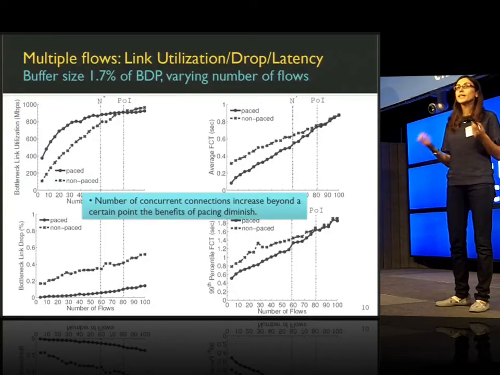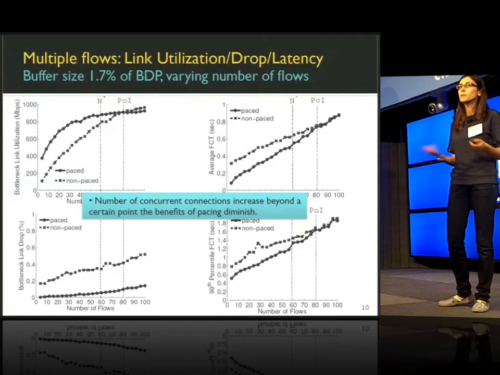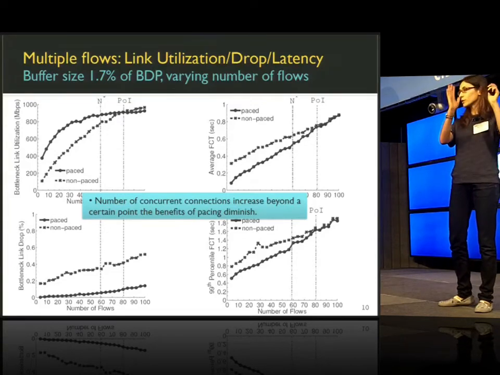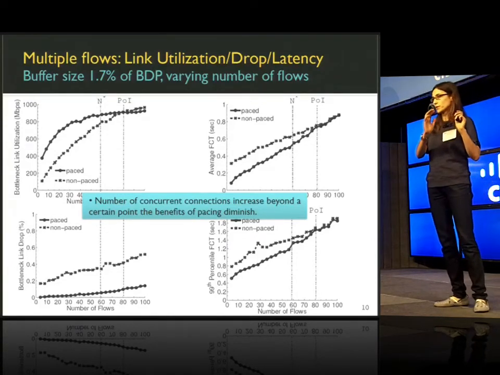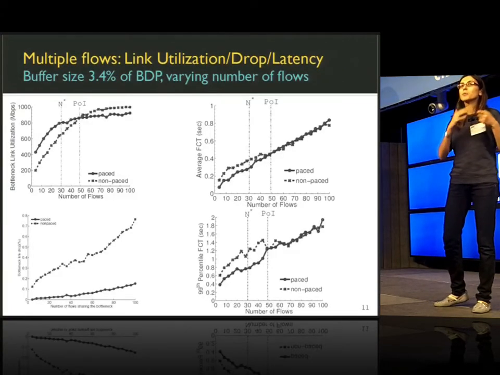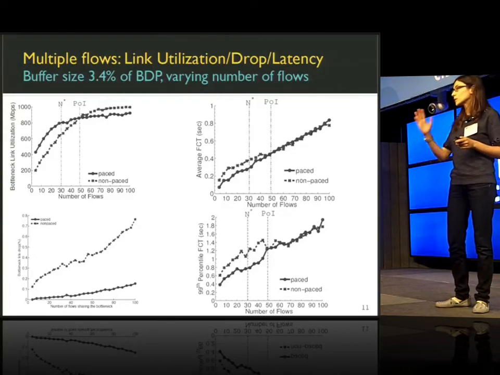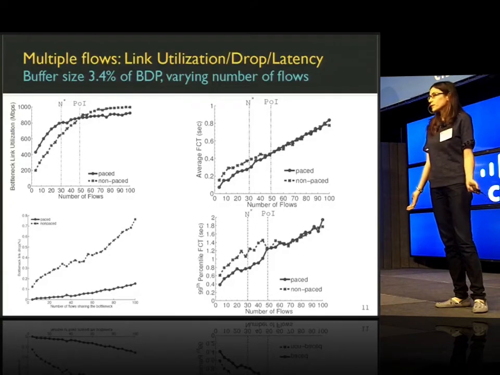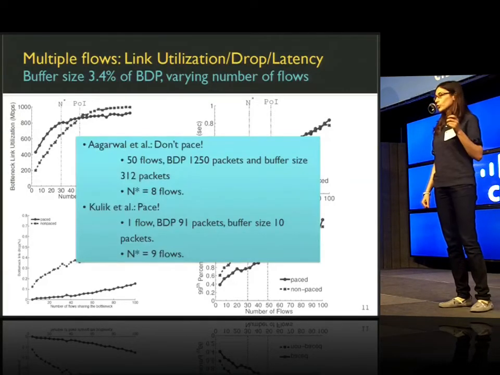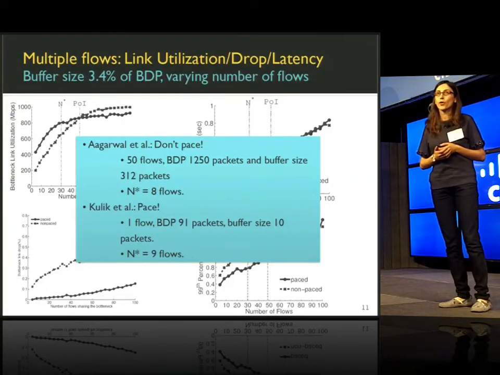So the takeaway is that as the number of concurrent connections increases beyond a certain threshold, the benefits of pacing diminish. We repeat the same experiment. Here we are setting the buffer size to be fixed. Now I repeat the same experiment with a different buffer size, and I'm observing the same behavior, meaning that as the number of flows increases beyond some threshold, the benefit of pacing starts to diminish. And this is actually going to help explain the seemingly contradictory results in previous work.